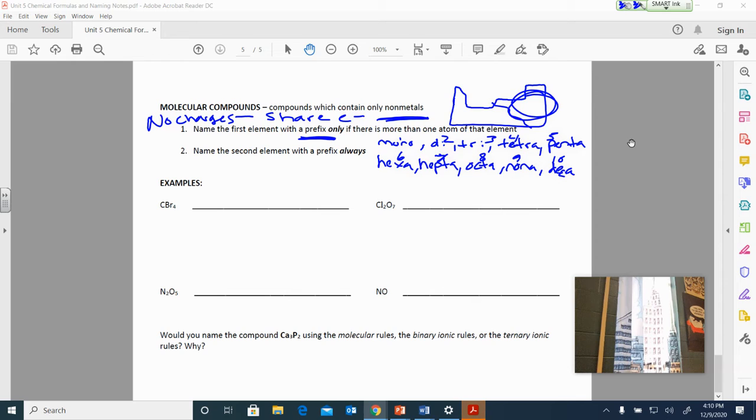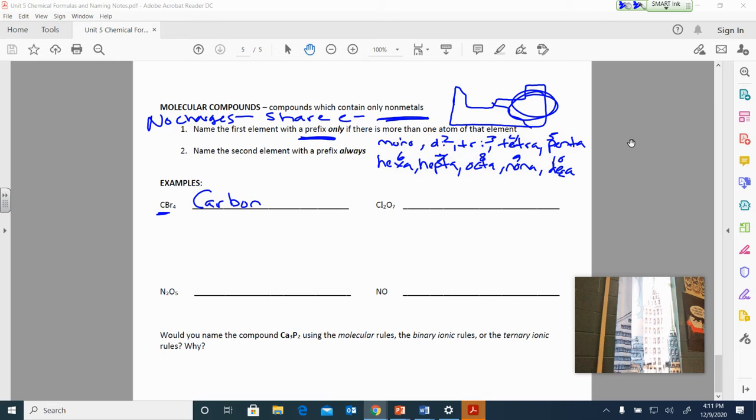All right. Now, name the first element with the prefix only if there is more than one. So what that means is if there's only one of them, like this one, there's only one C. Normally the prefix is mono, but about 10 years back or so, they stopped putting mono on the first element, I guess to make them shorter. They just stopped requiring you to write mono if it's the first element. So I'm just going to write its name. So C on the periodic table is carbon. I'm just going to write it. No changing anything to it. Just writing its name, no prefix needed.